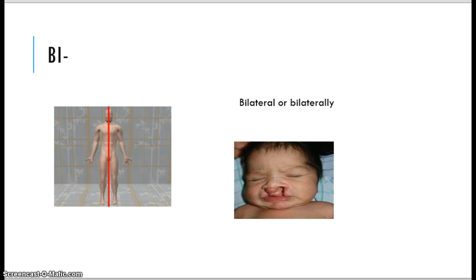Bi means two. So when we have bilateral pedal pulses, that means both of the pulses in the feet are palpable, or you can feel them. The child on the right has a bilateral cleft palate. You can see that both sides of the nares are affected by that congenital malformation. So bi means two. If you ride a bicycle, you have two tires, and we often see this used in many of the terms in healthcare.